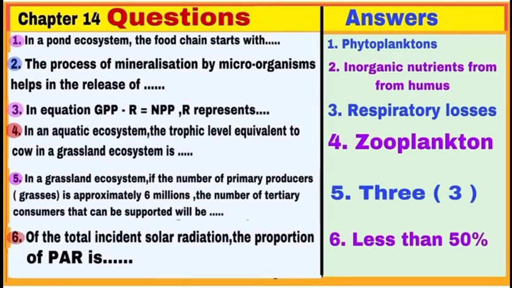It is very important to learn the expanded form of all abbreviations given in the chapter. Check question number 3, there is an equation GPP minus R is equal to NPP. Here GPP stands for gross primary productivity, R stands for respiratory losses and NPP stands for net primary productivity.